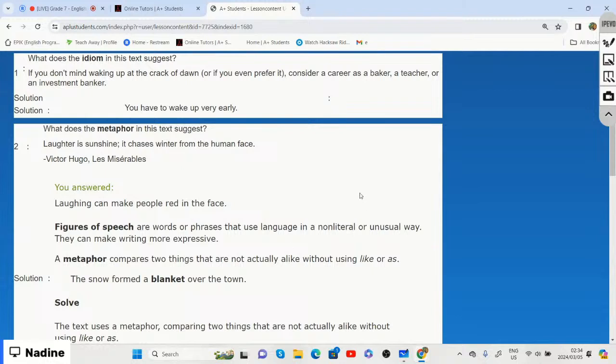All right. So when it comes to different figures of speech, we see that figures of speech are words or phrases that use language in a non-literal or unusual way. And they can make your writing more expressive, depending on the type of figure of speech being used. For example, we have a metaphor. A metaphor is a word or phrase that uses language, like we said, in a non-literal way, and it compares two things that are not actually alike.